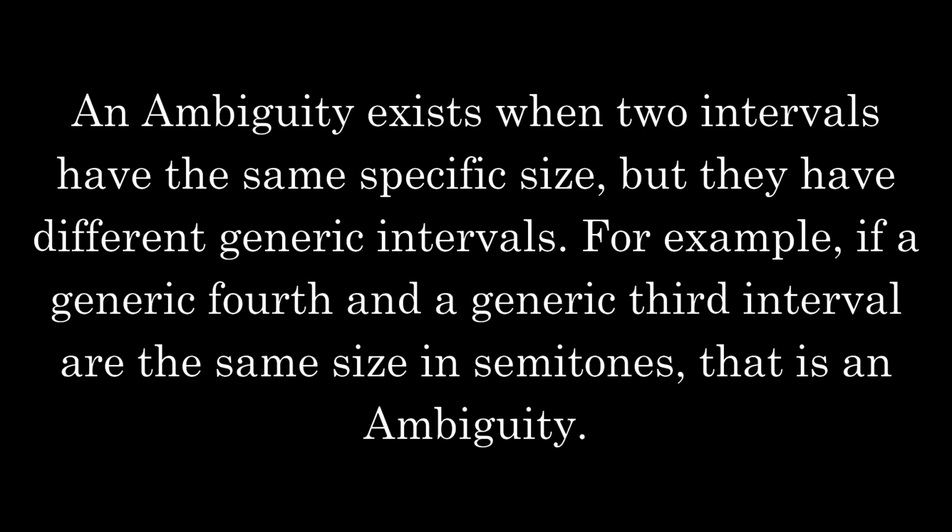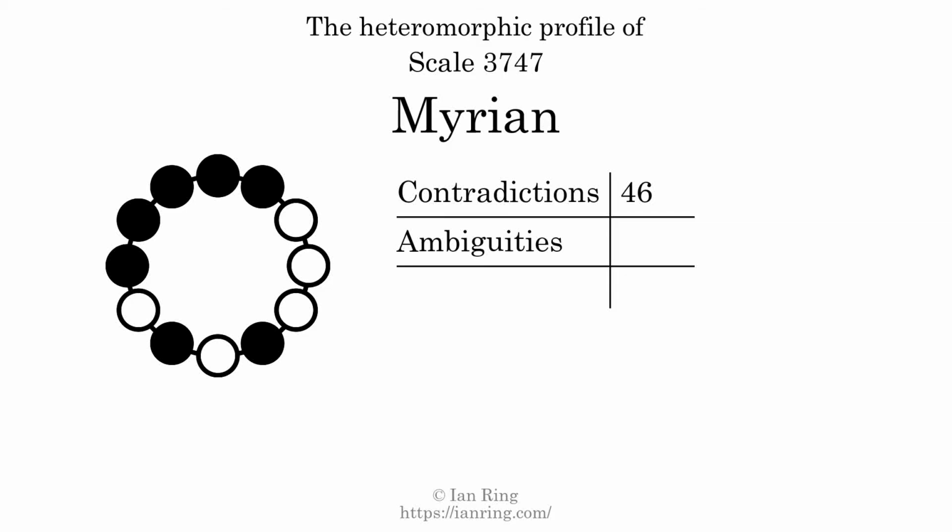An ambiguity exists when 2 intervals have the same specific size, but they have different generic intervals. For example, if a generic fourth and a generic third interval are the same size in semitones, that is an ambiguity. The number of ambiguities in this scale is 40.